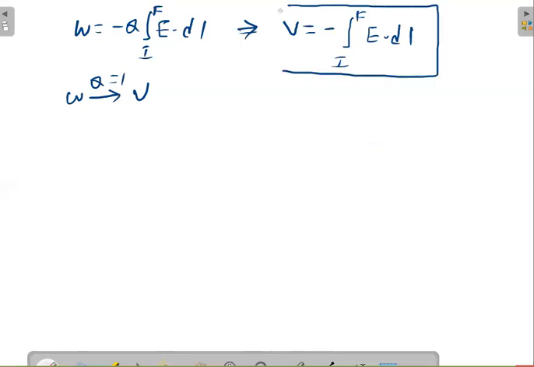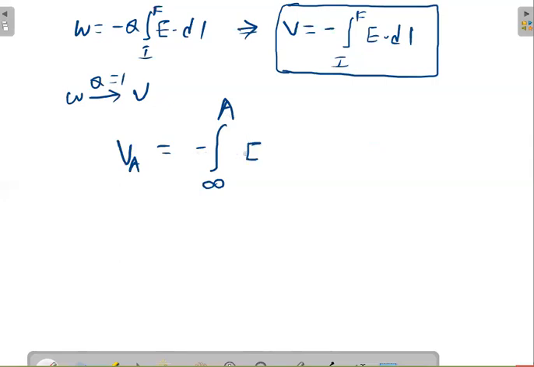What is voltage? Work done to bring a unit positive charge from infinite position to some finite position. In this case, our voltage is VA, and VA is equal to minus the integral from infinite to point A. My initial point is infinite and my final position is A. I am going against the electric field, that is why there is a minus here.